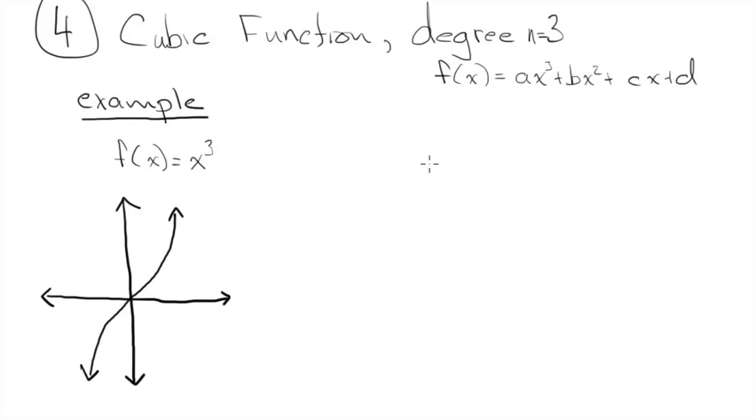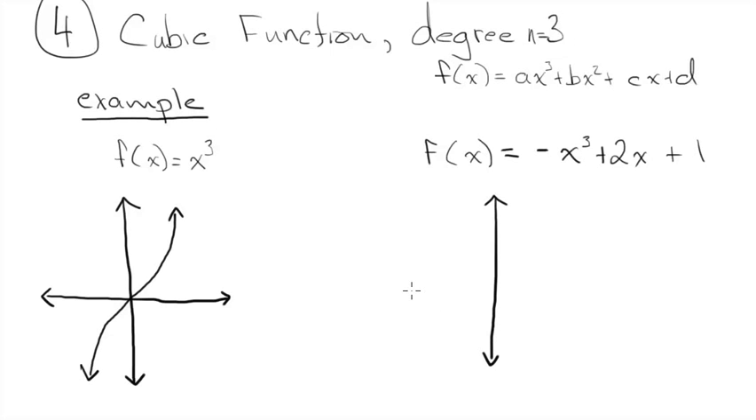Another example: when you throw in more terms, when the b and the c are not 0, it changes the shape of the graph a little bit. Here I'm going to put negative x cubed plus, let's say, 2x plus 1. Notice I don't have the x squared term, but I do have an x term. The graph I'm going to draw might not match exactly this function, but I'm just going to try to give you an idea of what might happen.